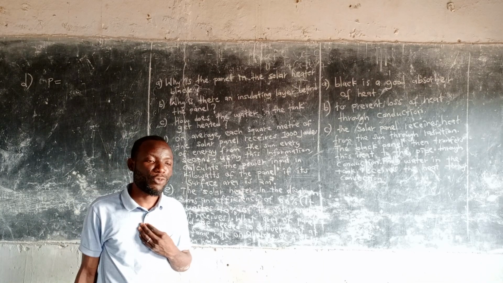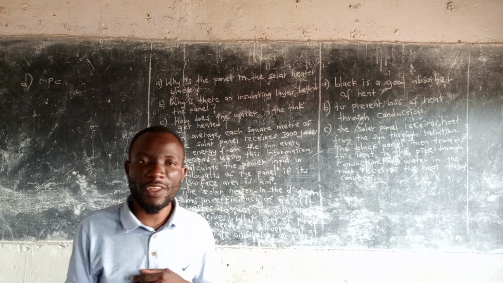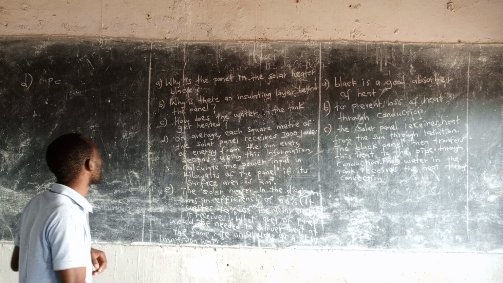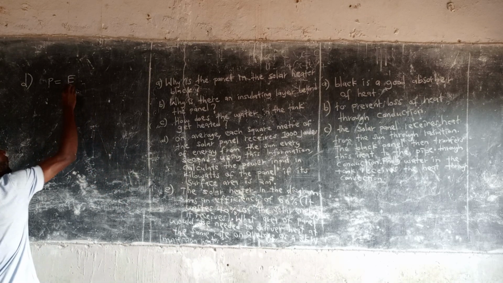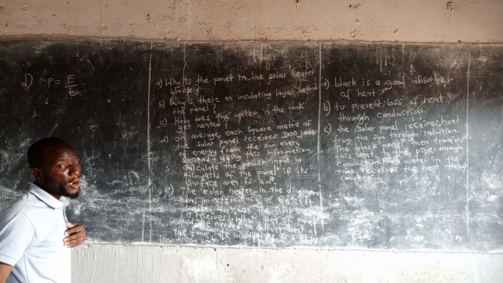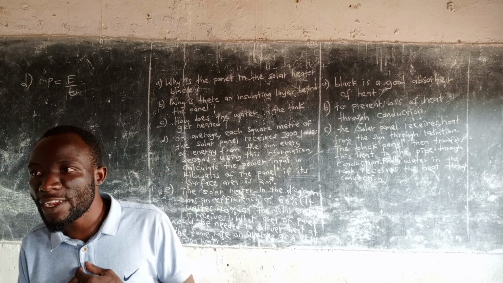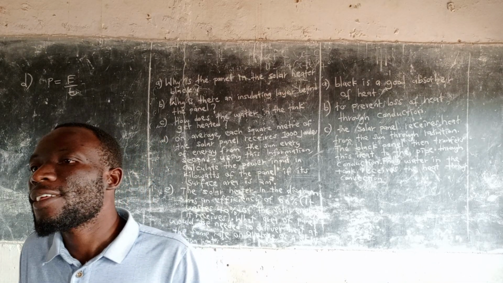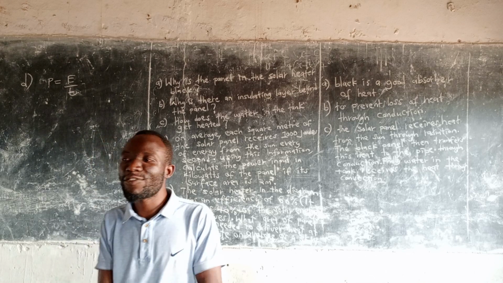Okay, very good. So power is the rate at which work is done. You can also say it's the rate at which energy is transferred. Power is the rate at which energy is transferred.